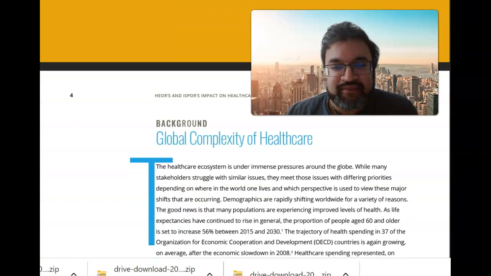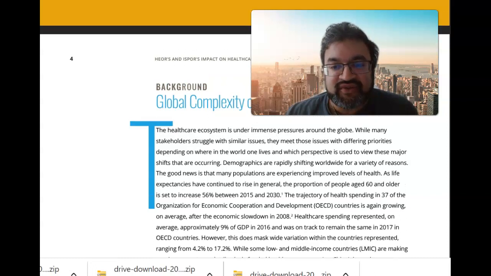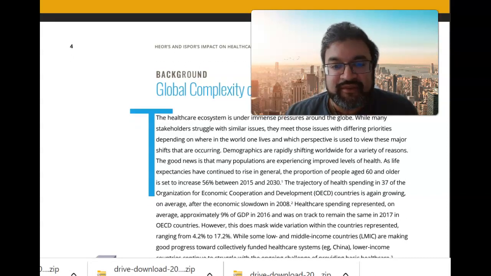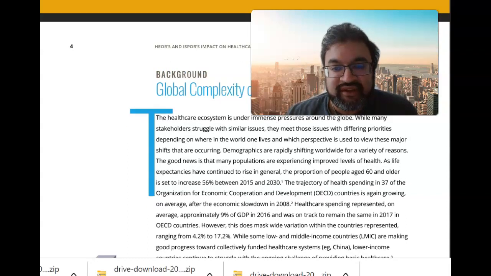So the global complexity of healthcare has changed. The ecosystem is under immense pressures around the globe. While many stakeholders struggle with similar issues, they meet those issues with differing priorities depending on where in the world one lives and which perspective is used to view these major shifts that are occurring.